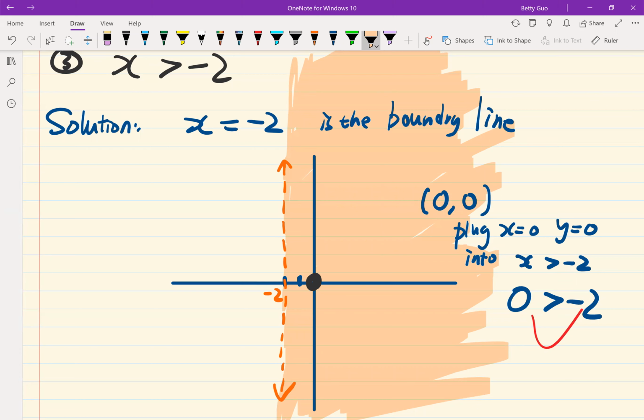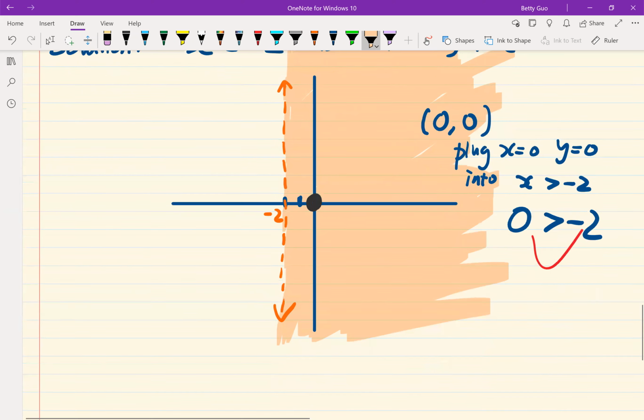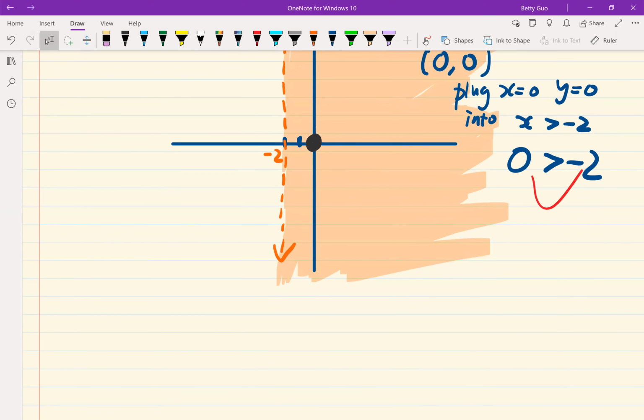Why do I have this example? Because the boundary line is a vertical line. In the previous 2 examples, the boundary was an oblique straight line, right? This case is vertical. Those are good examples, so I hope you can practice them a few times after.